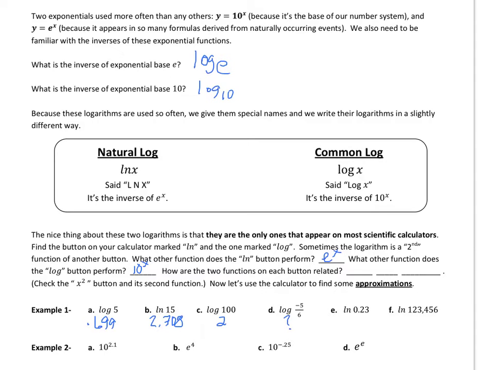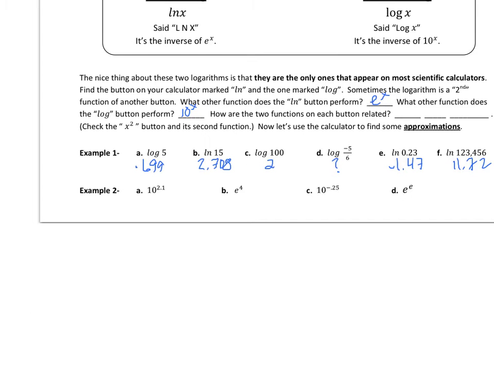Okay, ln of 0.23. Negative 1.4696. We can use calculators on the test, for some of it. Okay, the ln of 123,456. Well, this is a tough one. 11.7236401.